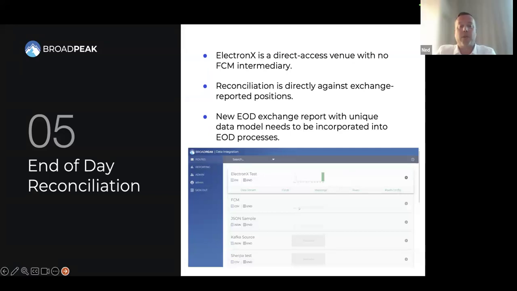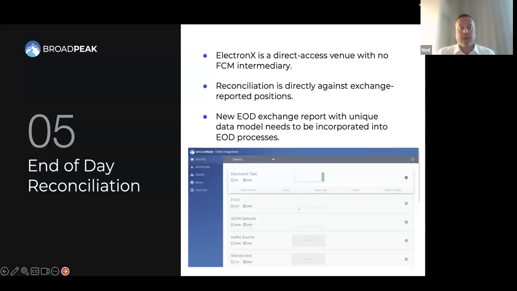So assuming once you got your trades in your ETRM, you got to run through the end of day process or reconciliation or tie outs, whatever you want to call it. Part of the reason to have the trade feed and get the trades into your system correctly the first time is so that you don't run into issues with the end of day.